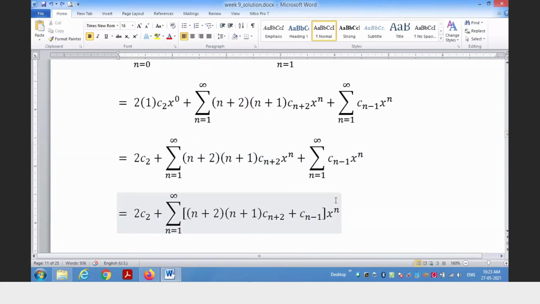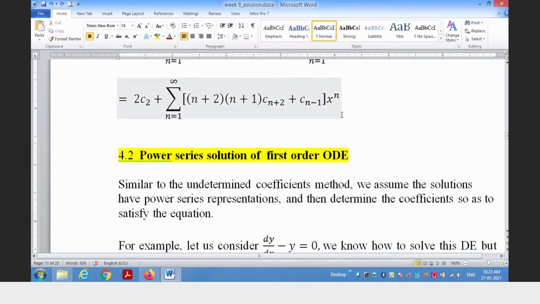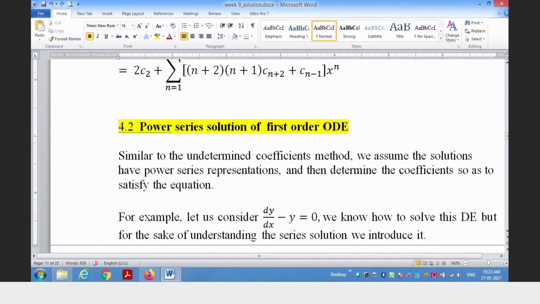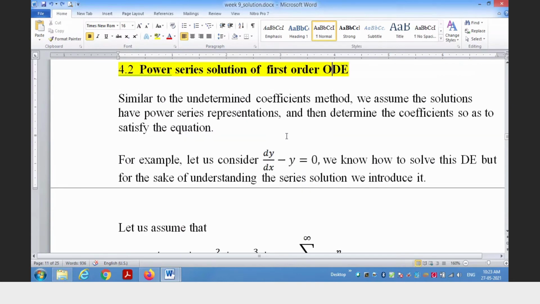All right. So having said that, we move on to 4.2. We want to solve first order ODE using series. Now all the solutions must be in series. For example, we learned from chapter 1 how to solve dy/dx minus y equal to 0. This is a first order ODE.